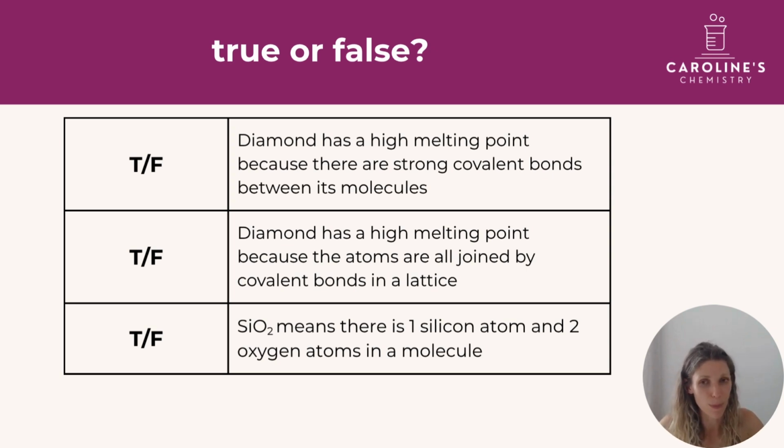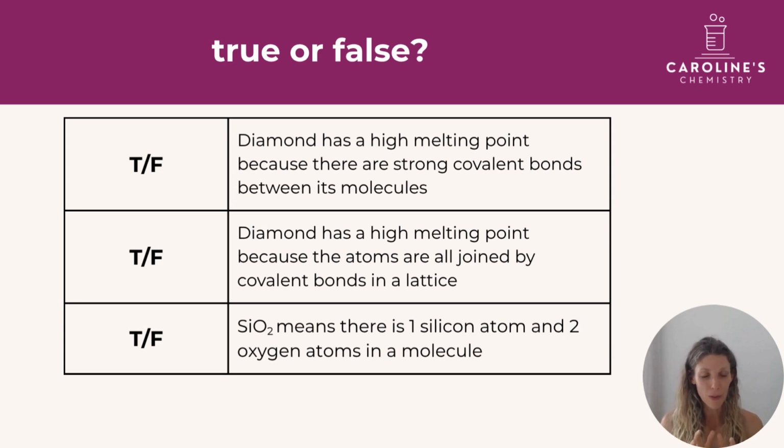Next one. For the third statement, it says SiO2 means there is one silicon atom and 2 oxygen atoms in a molecule. Is that true or false? It's false. Again, there should be a word there that we're perhaps cottoning onto now that just makes this completely incorrect. There are no molecules. We have a giant network of atoms.